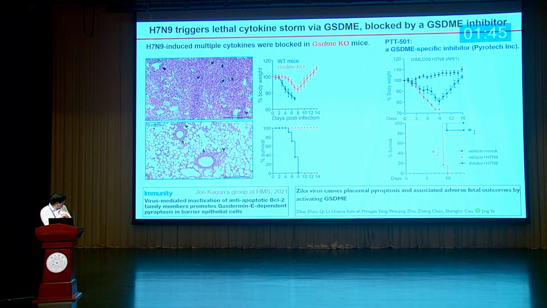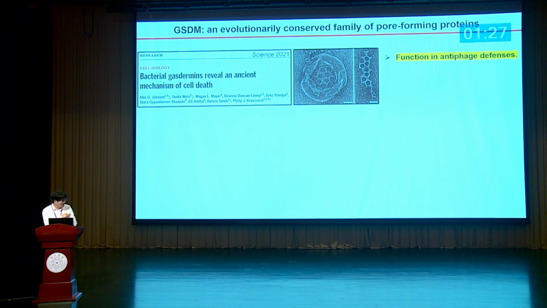Afterwards, several papers came out showing that the gasdermin E pathway is involved in viral infection. John Kagan's group at Harvard showed that vaccinia virus infection in the skin can induce gasdermin E activation. Professor Jin Ye's group in China also showed Zika virus can cause placental pyroptosis and associated adverse fetal outcome by activating gasdermin E.